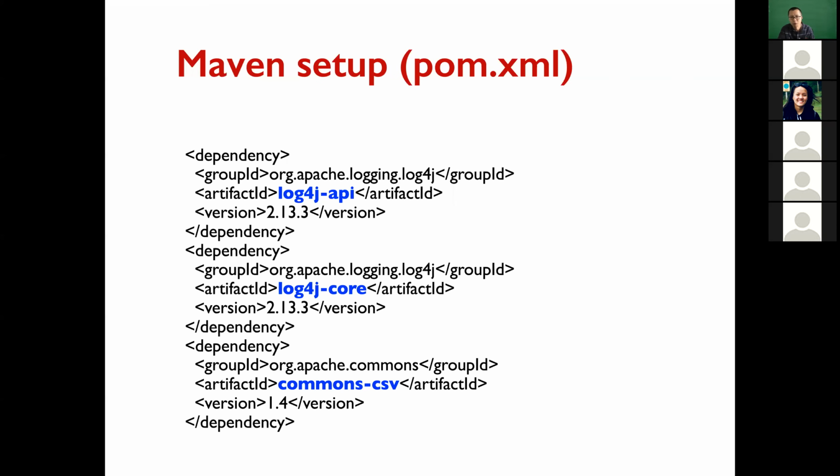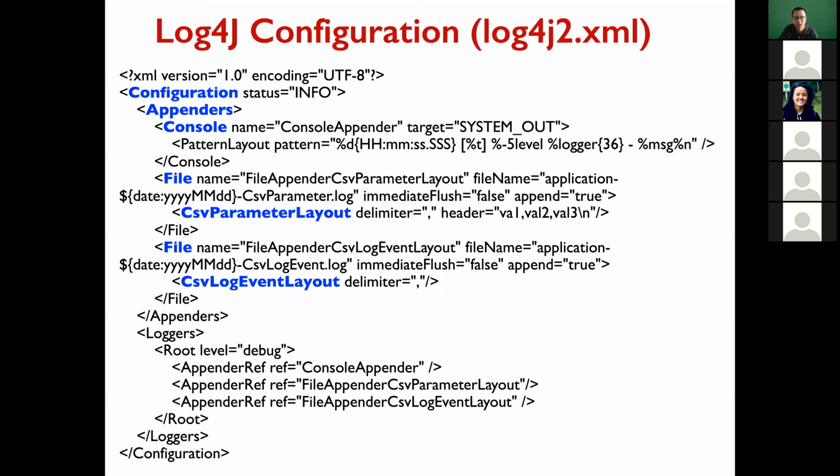So what do we do? Remember, we set up Maven, and in addition to Log4j API and Log4j core, here we have commons CSV. Because we want to send data into a CSV format, we need a commons CSV library. Okay, the commons CSV dependency. Then the Log4j configuration. We need to configure the layout of our appenders. We want to configure the layout to be CSV instead of a pattern layout, right? If you look at this configuration file, for the console we still use the pattern layout, the text pattern one we used before.